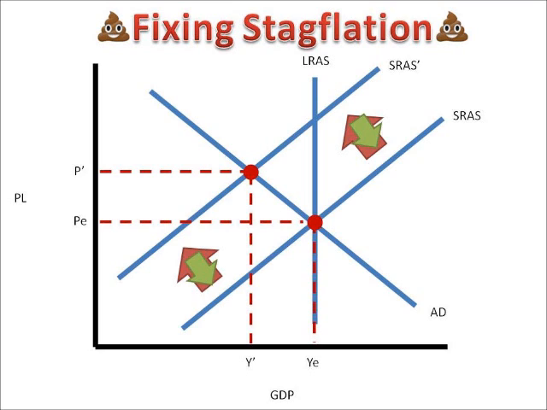Anyway, let's move on to the big boys. Fixing stagflation is pretty much the hardest thing ever. The best method, though, is probably to increase interest rates, forcing the economy into a recession, and then using the good old expansionary policy.